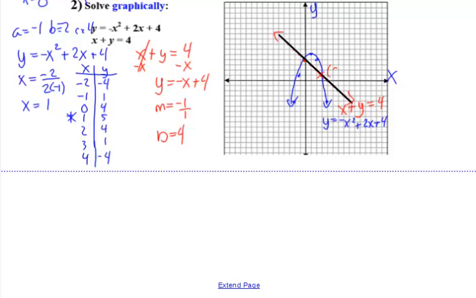So we've got 3, 1 as a point of intersection and 0, 4 as a point of intersection. So there's our 2. All right, so we've got 2 of the 4 done.